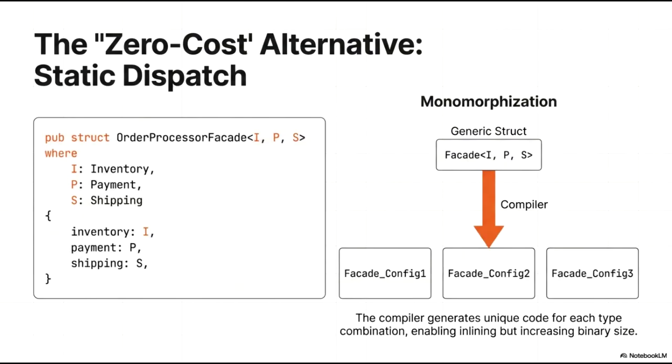Because the compiler knows the exact types involved at each call site, it can perform highly effective optimizations, such as function inlining. While this results in superior execution speed and predictable performance, it is important to manage the trade-off, as generating unique code for every combination can significantly increase the final binary size.